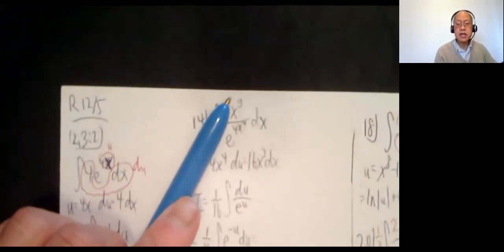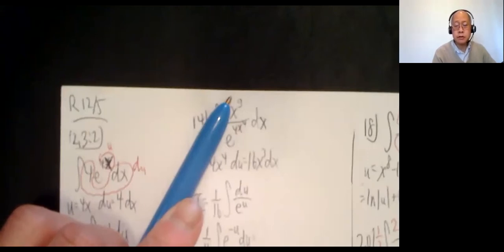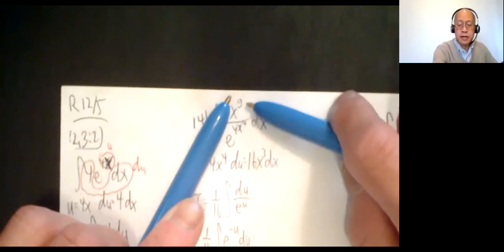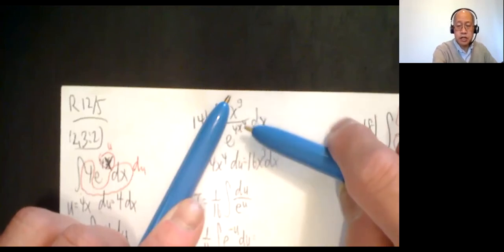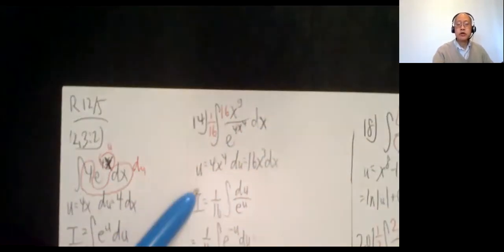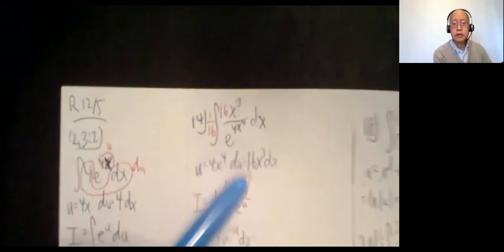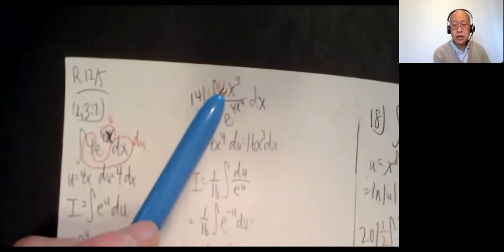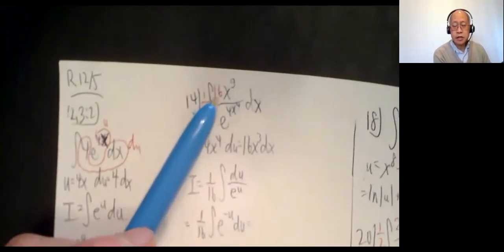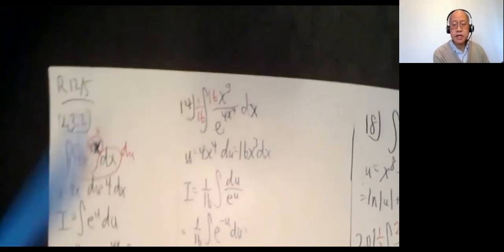All right, 14. The original was x cubed over e to the 4x to the 4th dx. Do you see a function and its derivative almost, right? This is x to the 4th. This is x cubed. So you know the derivative of x to the 4th is going to involve an x cubed. So that tells me this should be my u. So let u be 4x to the 4th. Du is 16x cubed dx. I have x cubed dx. I need a 16. So 16 inside, 1/16 outside.